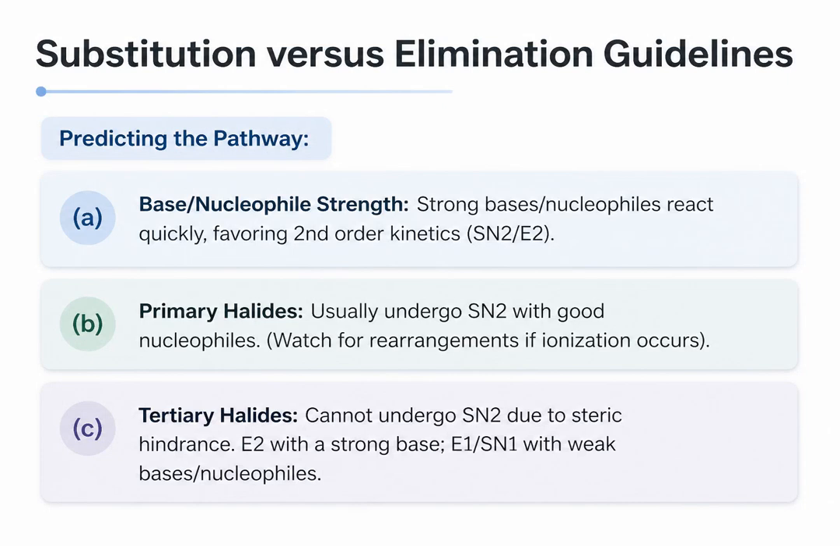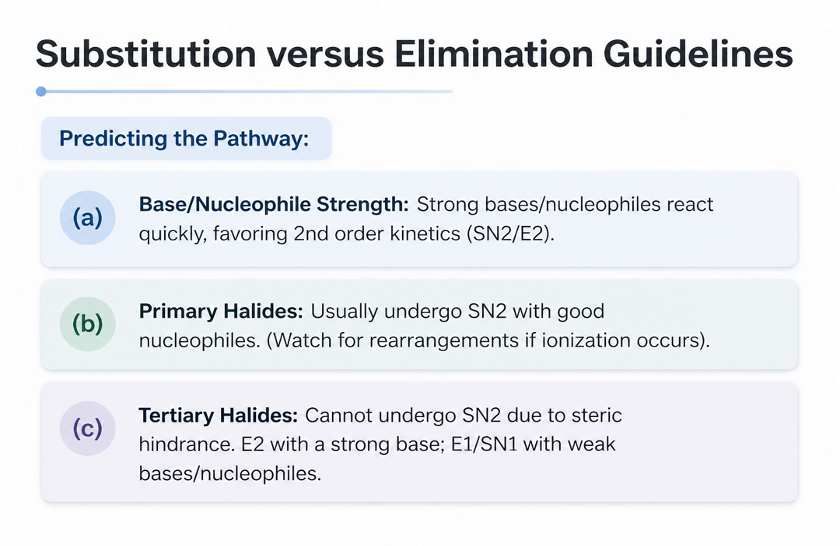Deciding whether a molecule will undergo substitution or elimination can be tricky, but there are guidelines. First, the strength of the reagent matters. Strong bases and nucleophiles push the reaction towards second-order kinetics, SN2 or E2. Second, look at the substrate. Primary halides have very little steric hindrance, so they usually undergo SN2 with good nucleophiles. Tertiary halides are the opposite. They are too crowded for SN2. If you use a strong base, a tertiary halide will undergo E2.